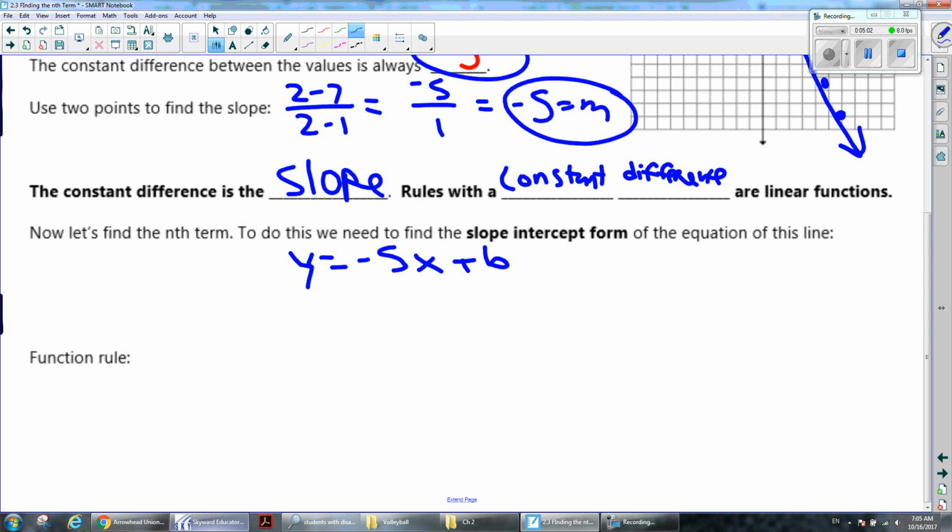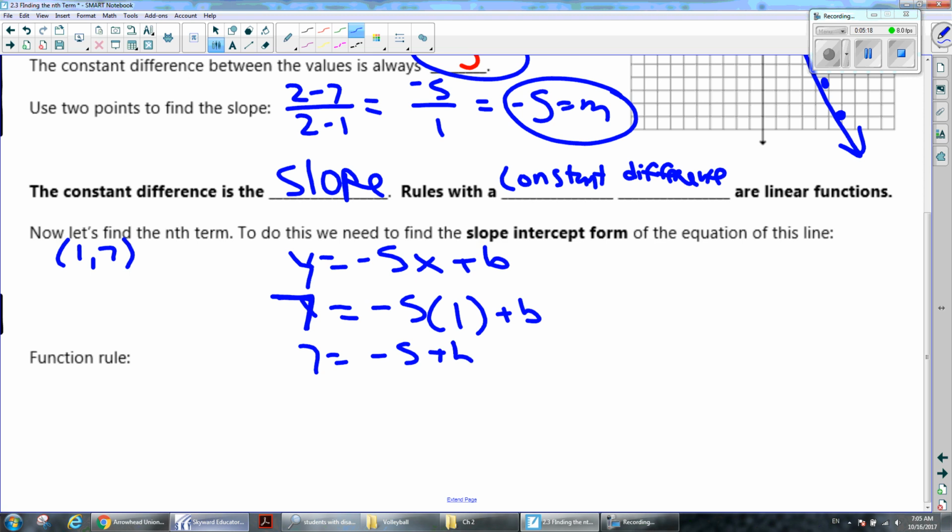Now we can pick any point to plug in there. Let's say I chose 1, 7 as my point. So now instead of y, I'm substituting in 7. For x, I'm substituting 1. When I add 5 to both sides, b is 12. So my function rule is the slope-intercept form here. I've got negative 5x plus 12.